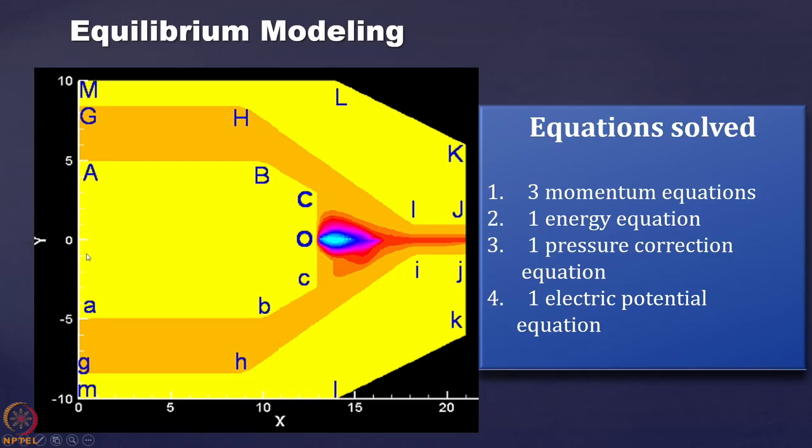When you are going for the 2D modeling, then this capital J and small j are equivalent. Capital K and small k are equivalent. So you need not consider one half of this. Only half of that will be sufficient for 2D simulation.